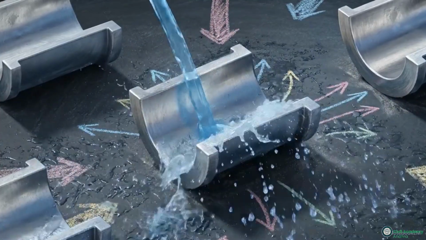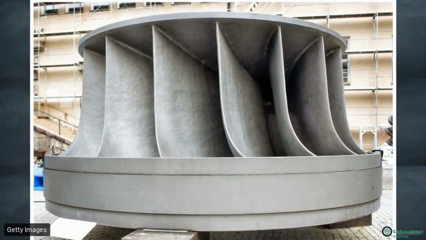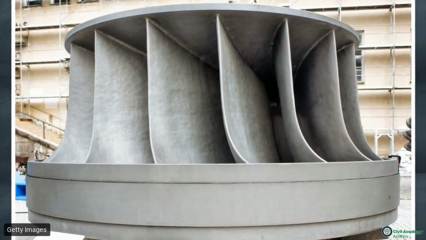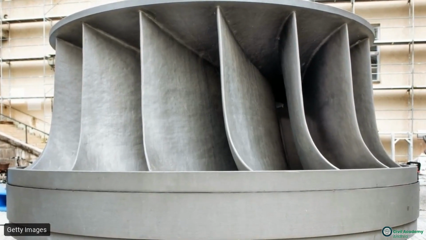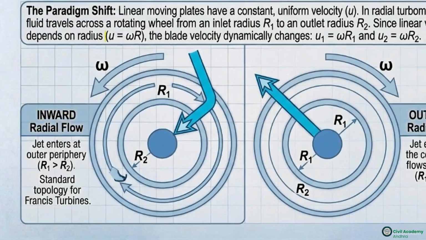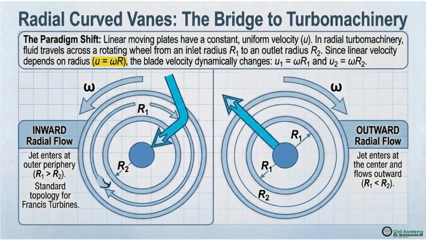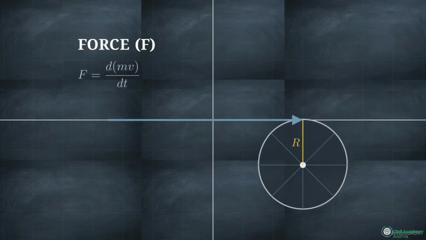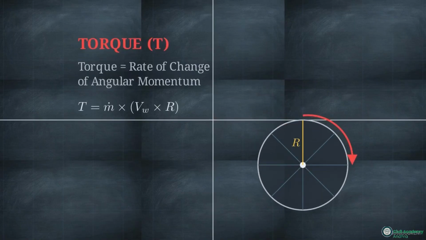In many industrial applications, fluid travels radially across a spinning wheel, moving from an inner radius to an outer radius. This schematic of inward radial flow illustrates the mechanical change. Because linear velocity is the product of angular velocity and the radius, the blade speed is different at the inlet than it is at the outlet. Because the flow is radial, linear force is replaced by torque, which is calculated using the rate of change of angular momentum.